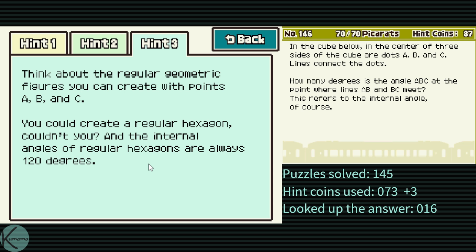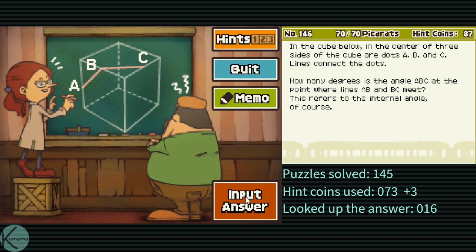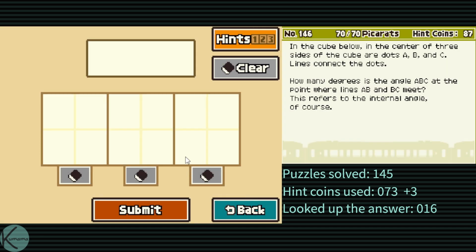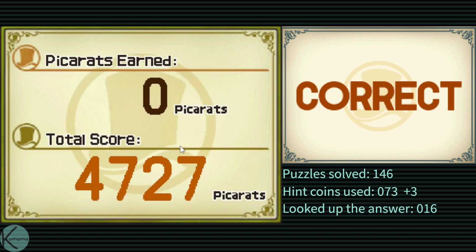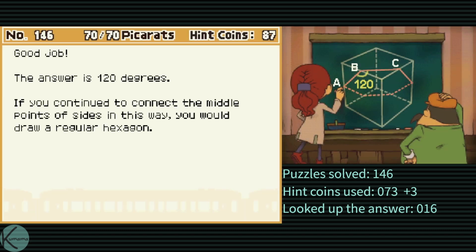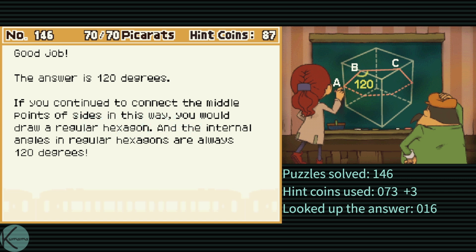So it's 120 degrees? It's like, no, why would you think that? I'm like, because you just told me it was 120 degrees. Let's see if this works. Piece of cake. Yep. Good job. The answer is 120 degrees. That's not... It's kind of slanty, ain't it? Okay, whatever. That's not a straight line there.